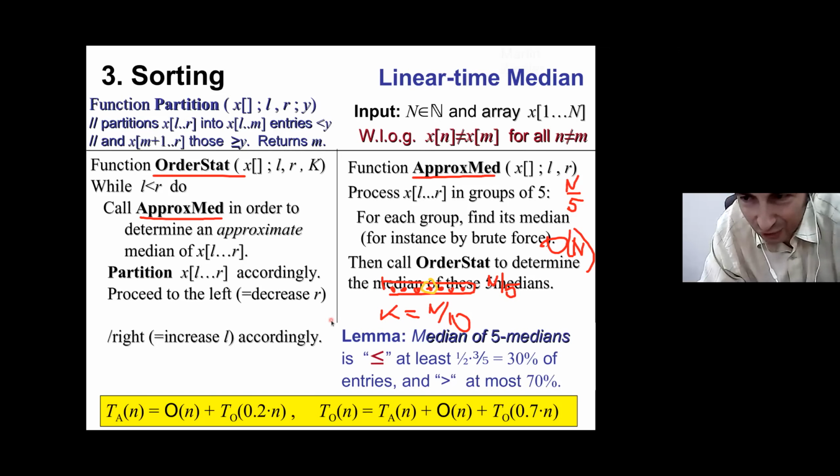Let's do first the order statistics. The complexity of the order statistics is the complexity of the approximate median. So T_O is for order statistics and T_H for the approximate median. And then you have O of n, which comes from the partition.